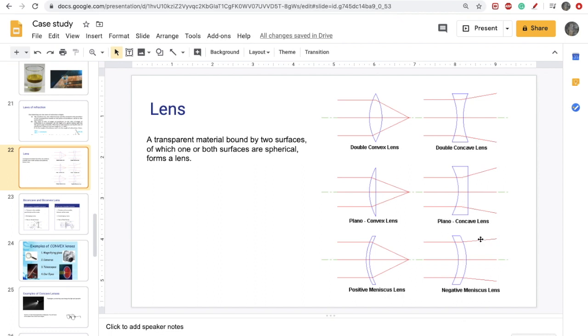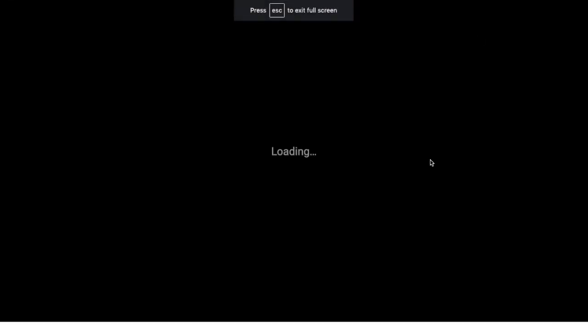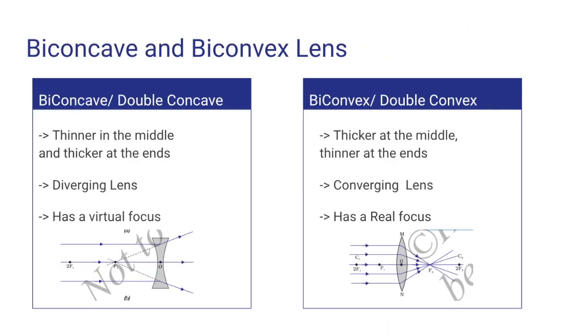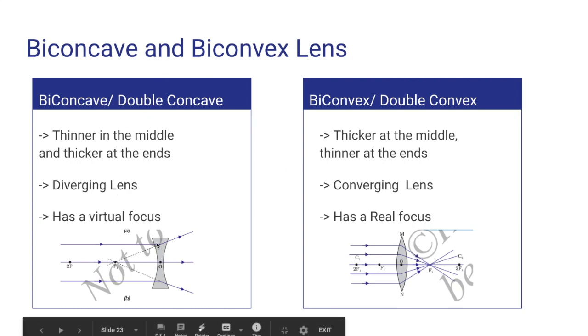You don't have to worry about this. These are the two lenses which we are going to focus on. Okay, let us go toward biconcave and biconvex lens, as I told you. Let us look at the differences. A biconcave lens is thinner in the middle, thicker at the edges, correct? No, double convex is thinner at the edge and thicker in the middle.